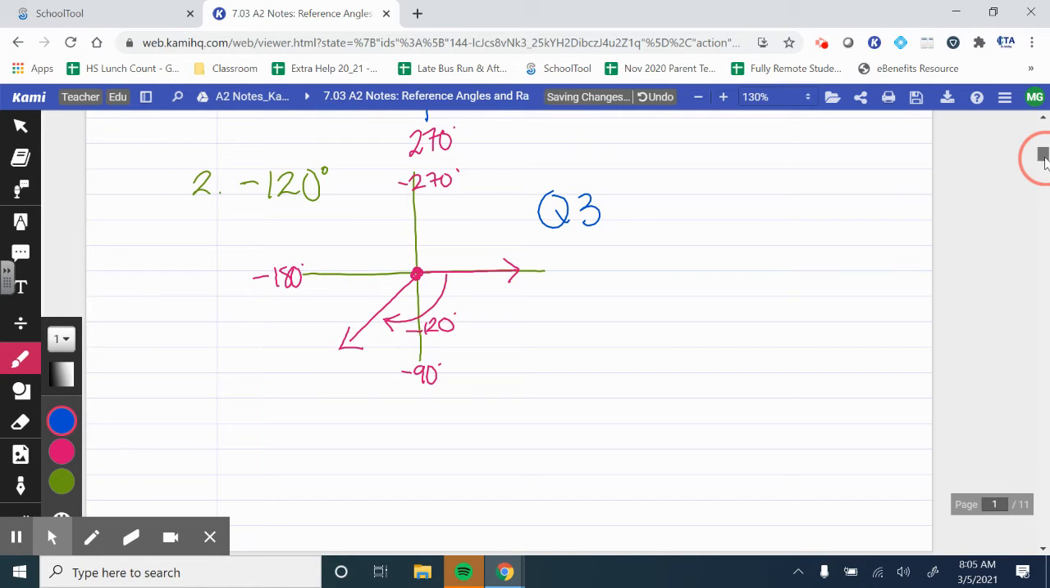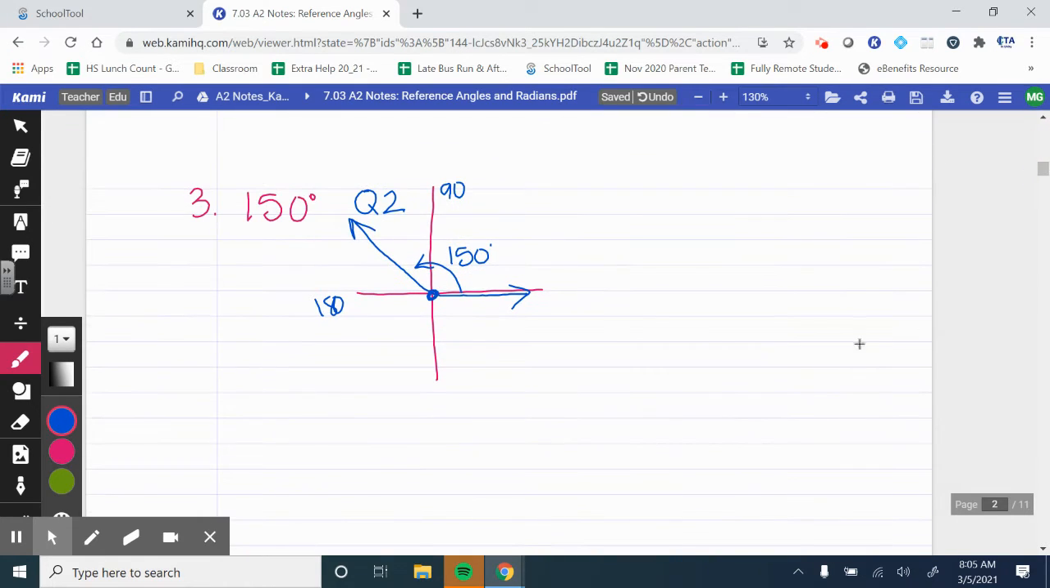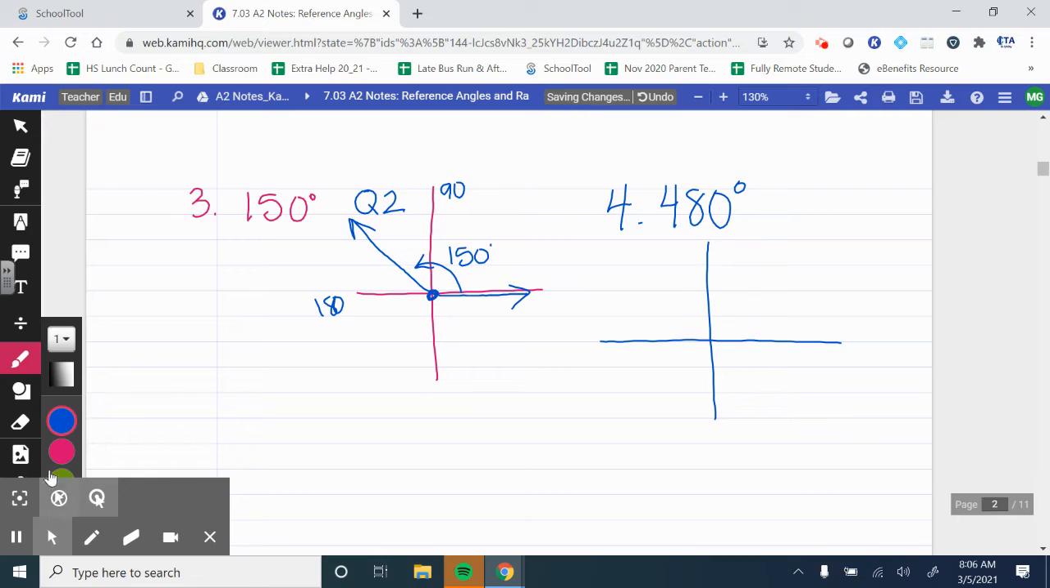All right, and let's do one more. I'll put it over here. Number 4 is 480 degrees. We want to graph that in standard position. So 480 is bigger than even 360 degrees. So we know 360 degrees is a full circle.